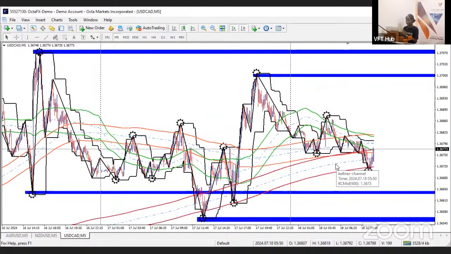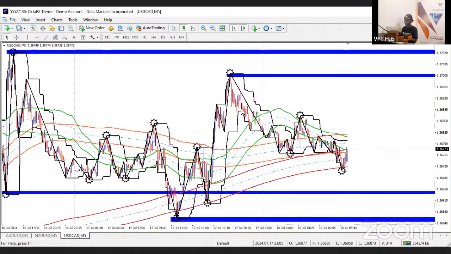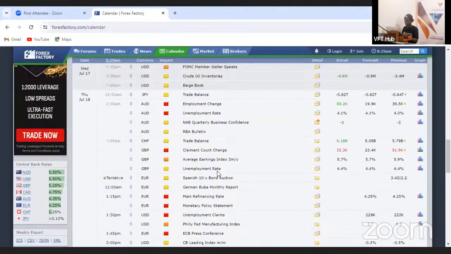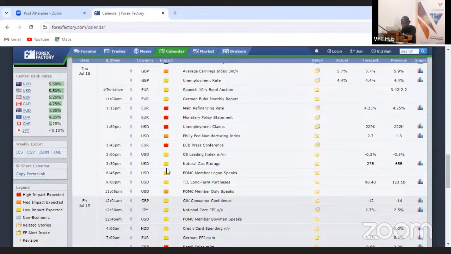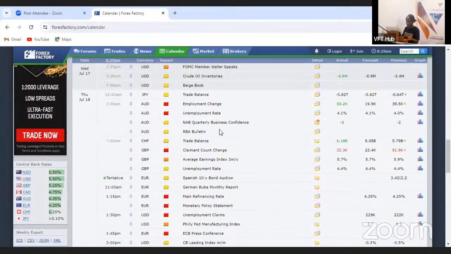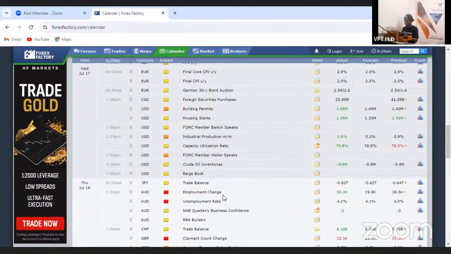But bear in mind, I think there's a news release coming out by 1:30 on the dollar. Let me quickly switch back to Forex Factory to see the news release we have coming out by 1:30. So maybe when that news release on the dollar comes out, we'd have a clear picture of where these guys are going. Let's see. Yeah, unemployment claims on the USD by 1:30 p.m. So we're going to be watching out for that. But that's pretty much it for what we see on these pairs.